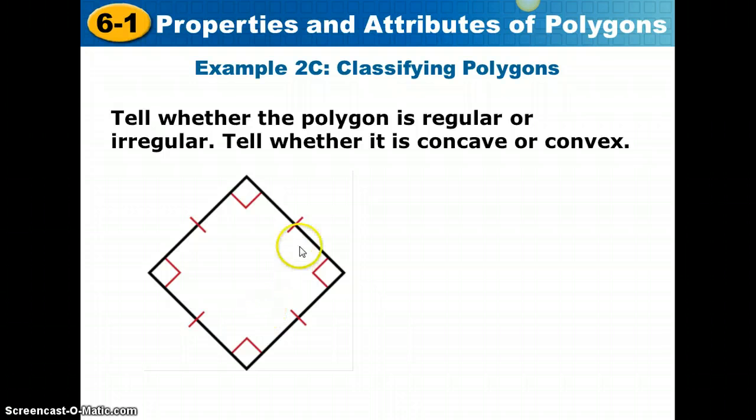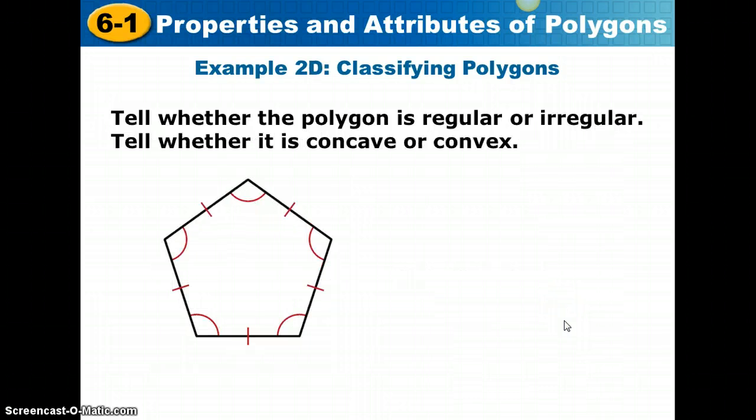Here we have a quadrilateral where all 4 sides are congruent and all 4 angles are right angles, which are also congruent, and so it is regular and convex. Here we have a pentagon, 5 sides, where all 5 sides are congruent and all 5 angles are congruent, so this is also regular and convex.